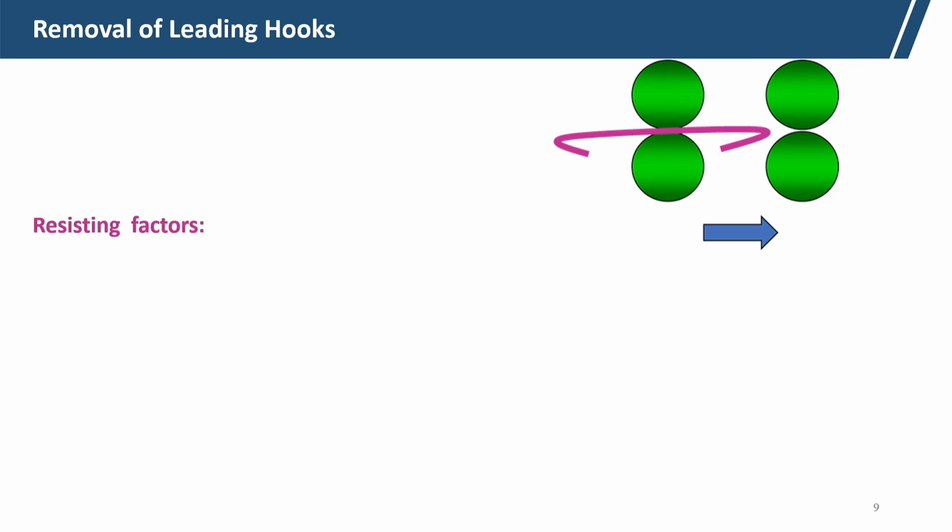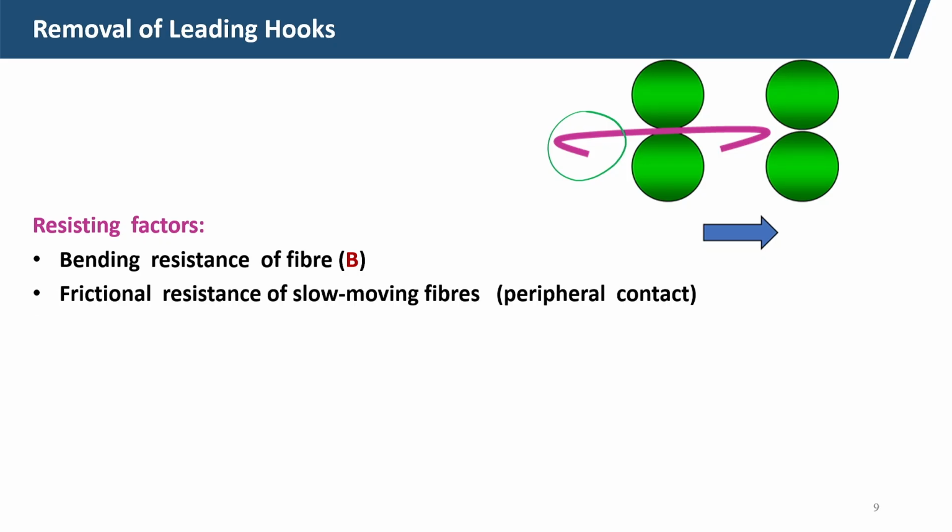Now, the resisting force of the hooks. A hook has two types of force: one is the resisting force, and the other is the force that will try to remove the hook. Now, what are the resisting forces? The bending resistance of the fiber, which resists the removal of the hook, and the frictional resistance of slow moving fiber with the peripheral contact.